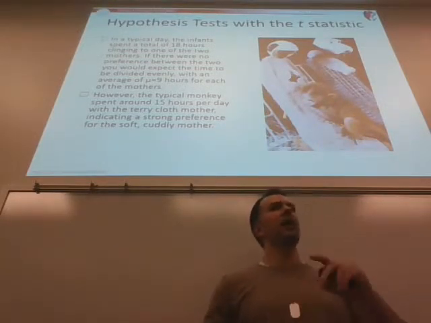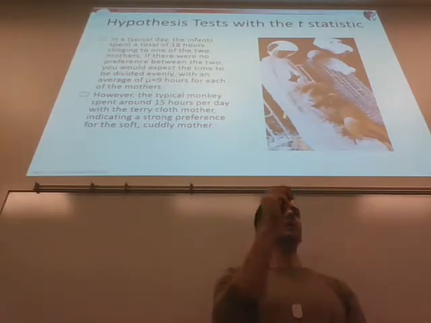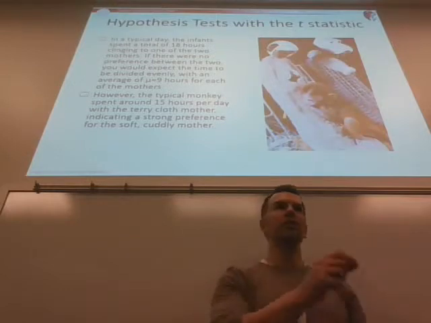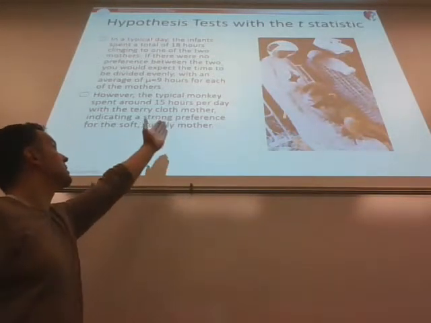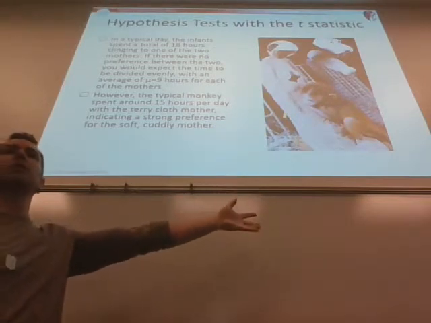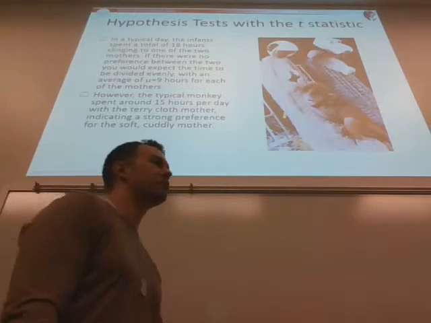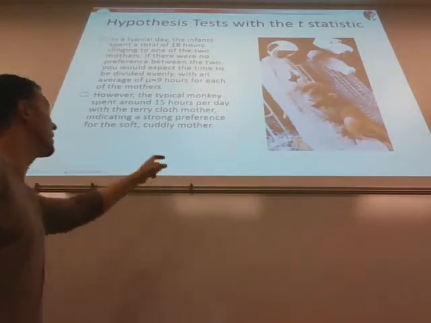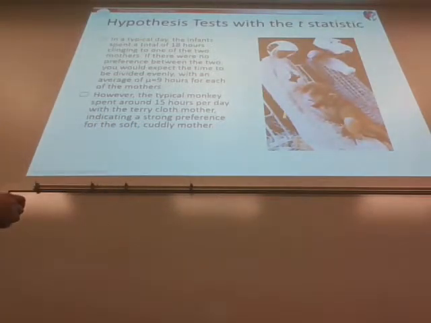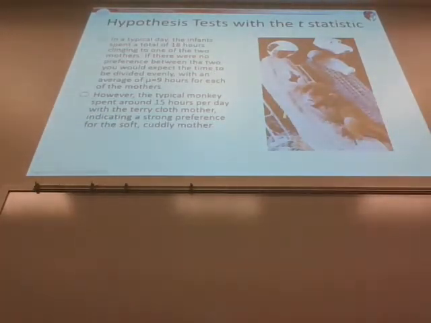So just be clear on that, because oftentimes I find that where students get tripped up on this is exactly finding that number. And look for those instances where they'll say, oh, they spend 18 hours and they spend it between two mothers. And then ask yourself, if there's no preference, how much time would they spend with each one? In this case, that's where we get that mean of 9 hours for each one of the mothers. So what we find is that actually the typical monkey spent around 15 hours per day with the terry cloth mother.